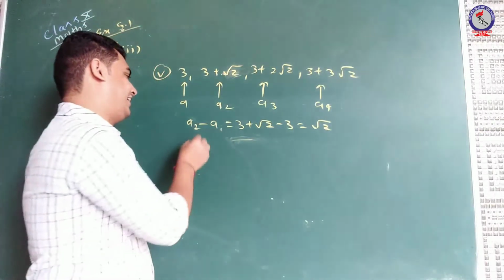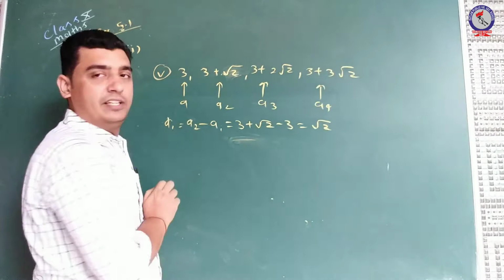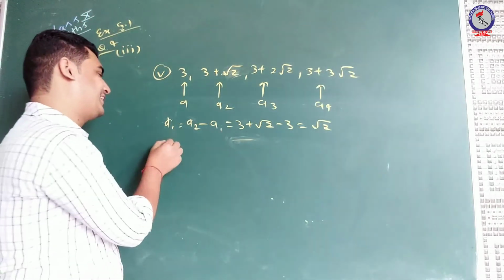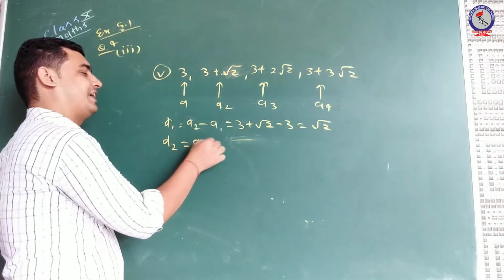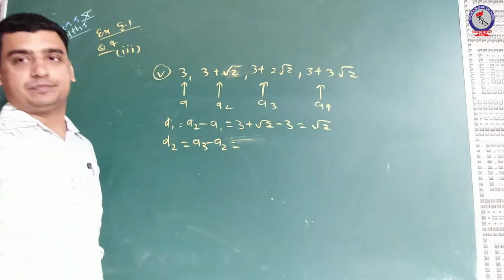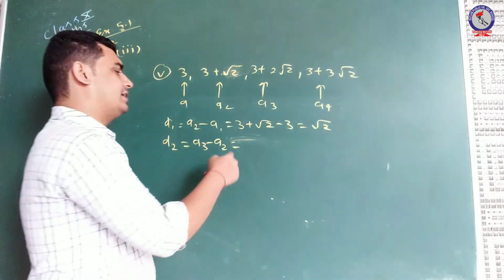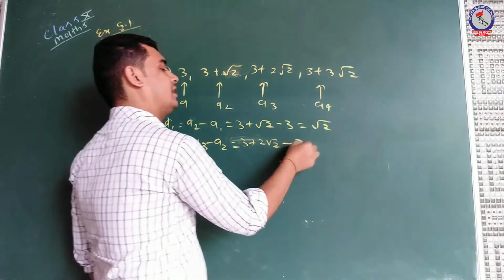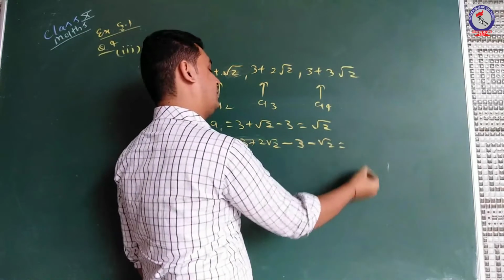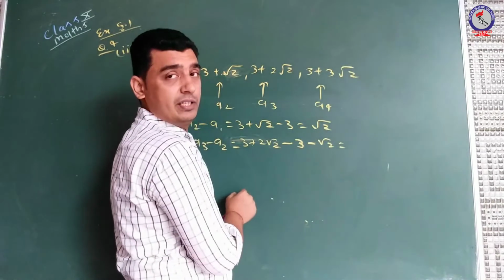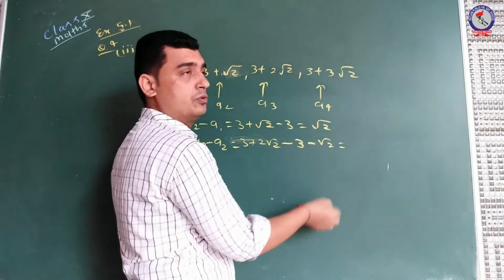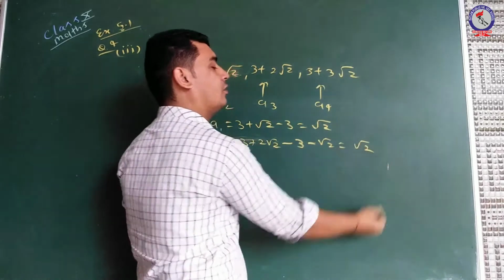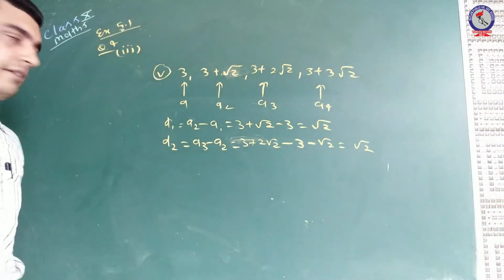Again, next, this is D1. So what is D2? A3 minus A2. A3 is 3 plus 2 root 2 minus 3 minus root 2. That is 3 minus 3 is 0, and 2 root 2 minus root 2 will be again root 2. D1 and D2 are equal.